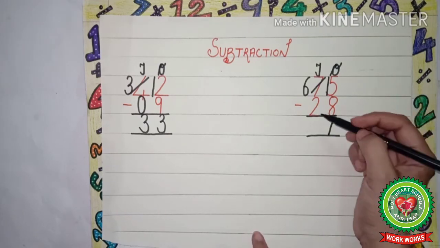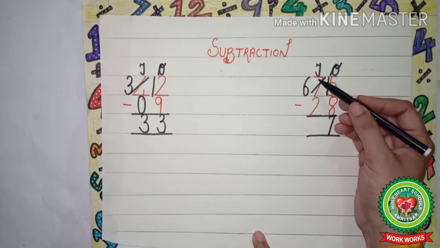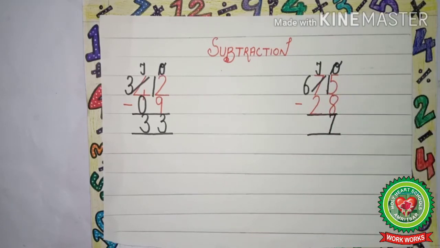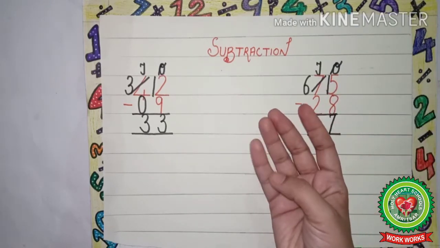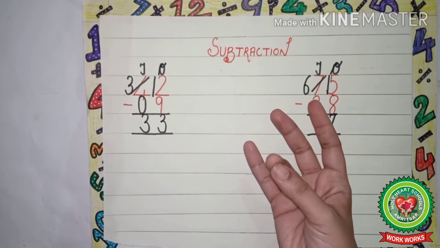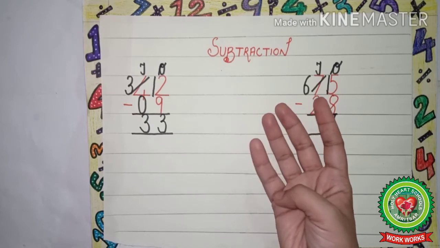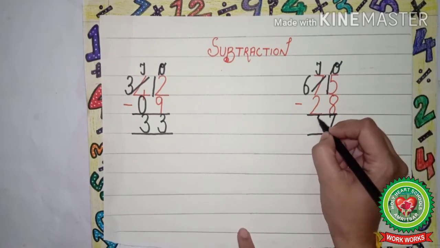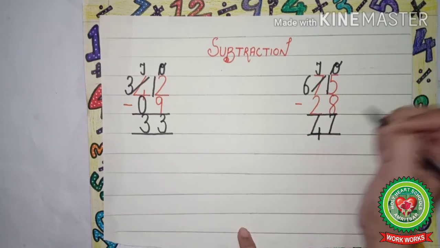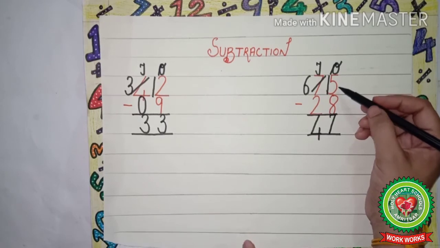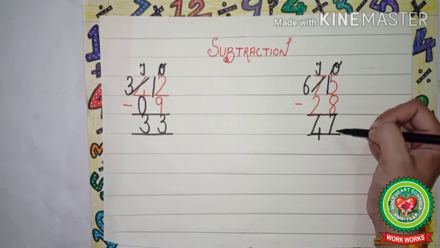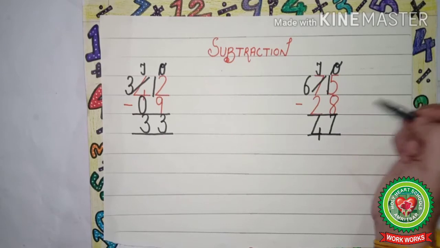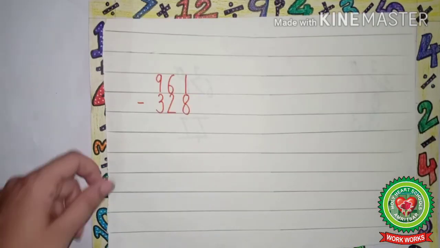Now start at 2 and stop at 6. Now what comes after 2? 3, 4, 5, 6. Again 1, 2, 3, 4 is the answer. So we will write 4 here. It means 75 minus 28, the answer is 47. Now let us do one more example.